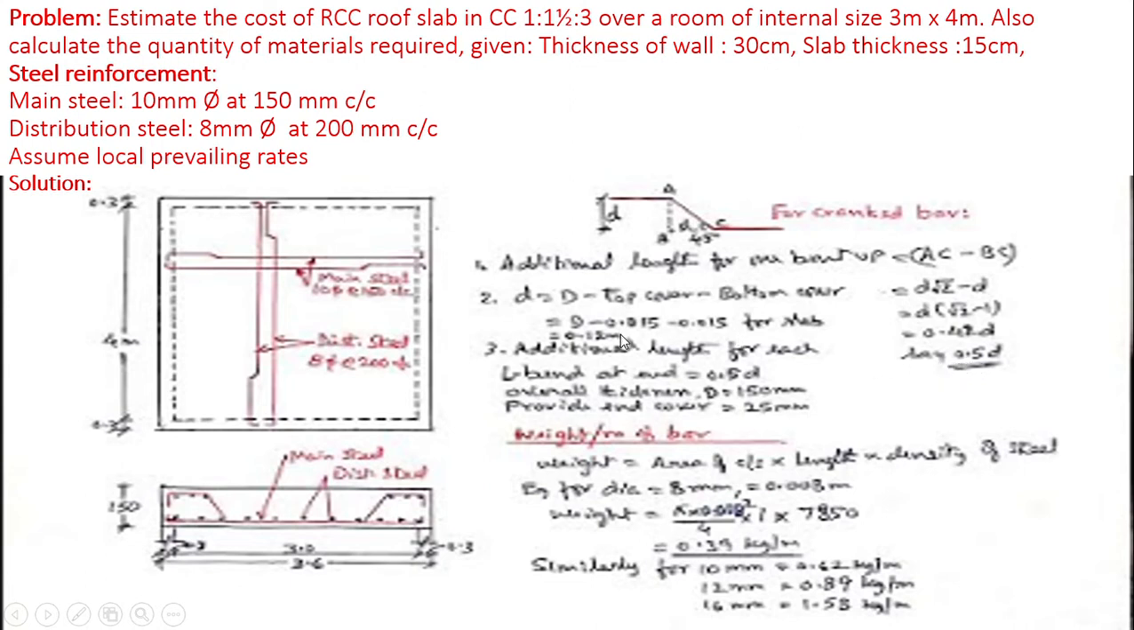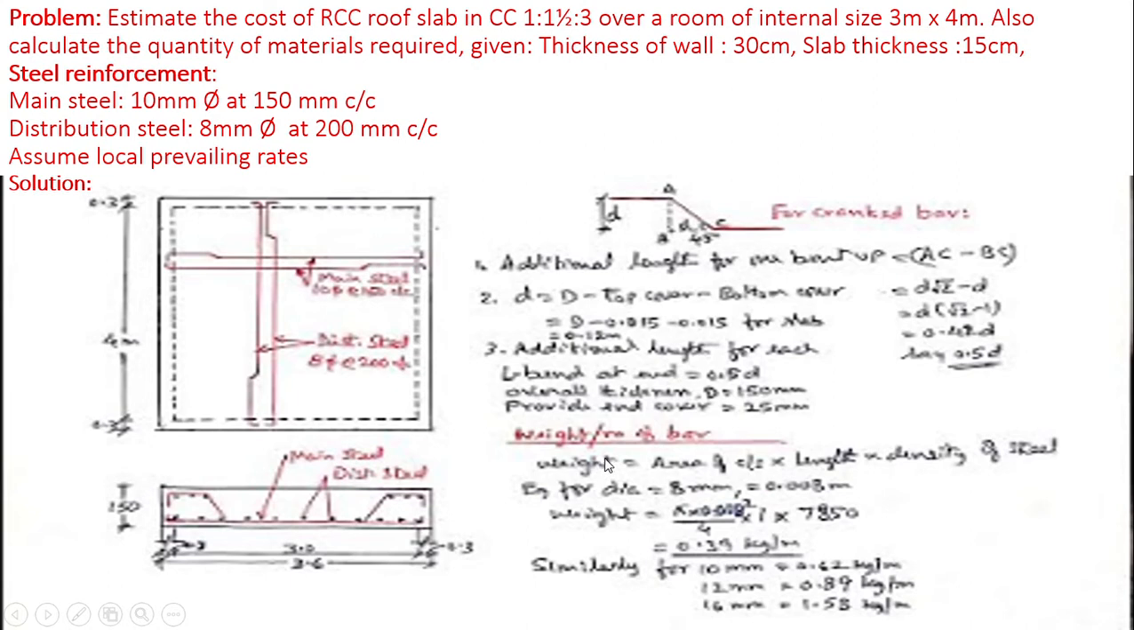As I said earlier, bars are L bent at ends of member. You can observe that in the sketch for L bent. For every L bent, the additional length required is equal to 0.5 D, where D is equal to overall depth of slab minus top cover minus bottom cover.